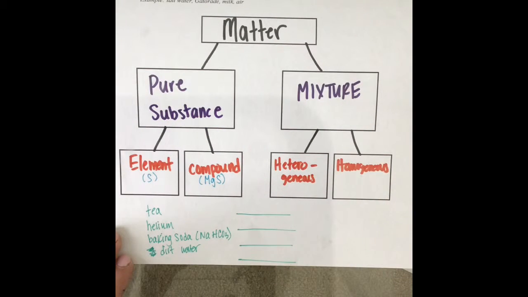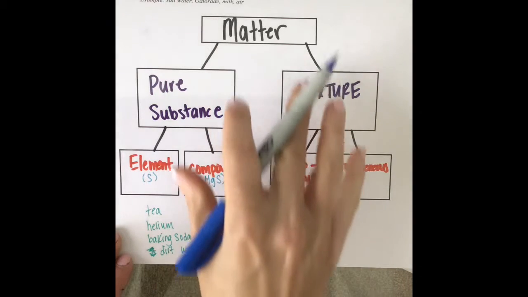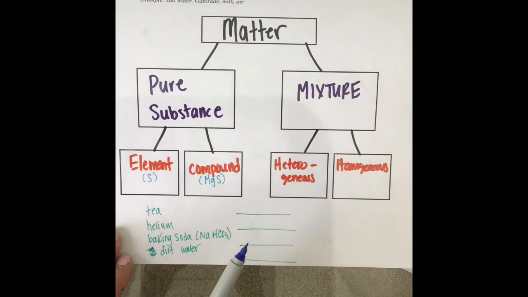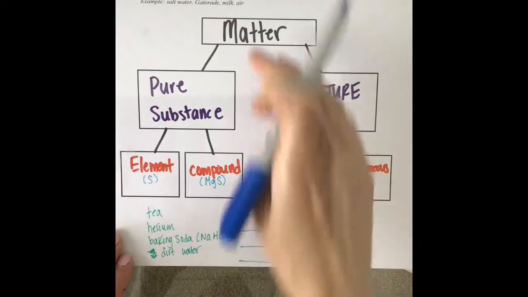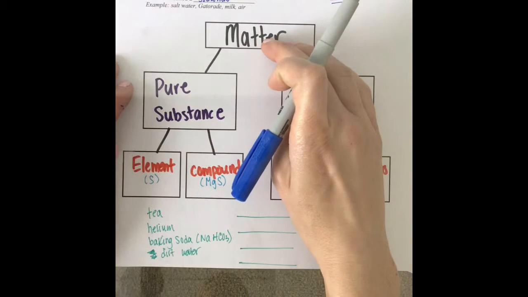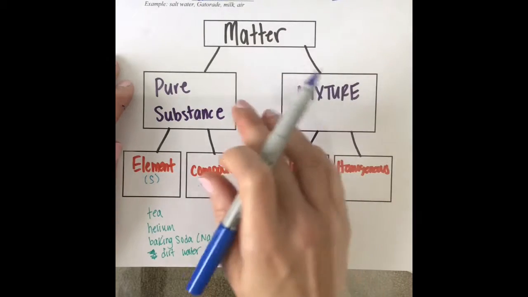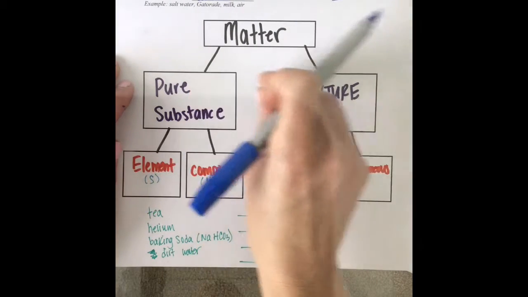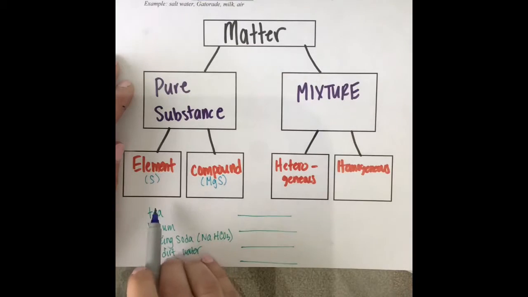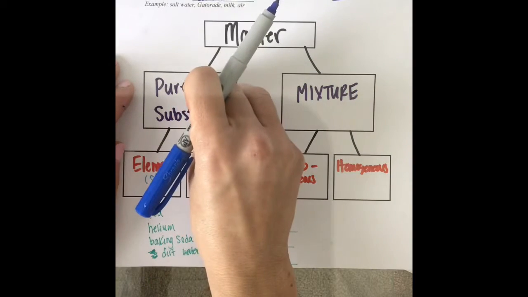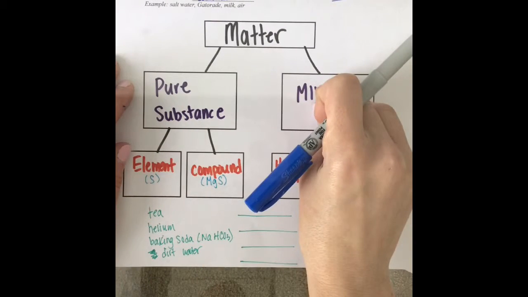Okay, so I'm going to work through these examples with you so that you can see how we will think through classifying all types of matter. Okay, so you're always going to start at the top of your chart because everything falls into the category of matter. Then you must decide, is it pure or is it a mixture? So let's look at tea, like tea that you would make with a tea bag and water. Is it pure or is it a mixture?